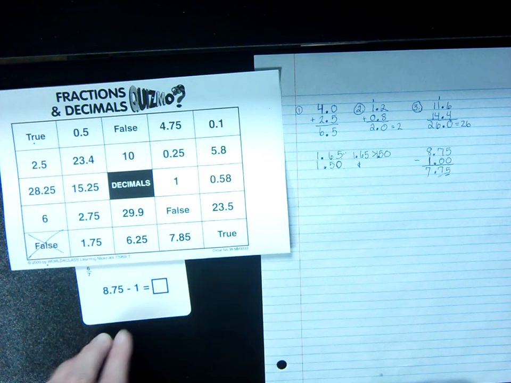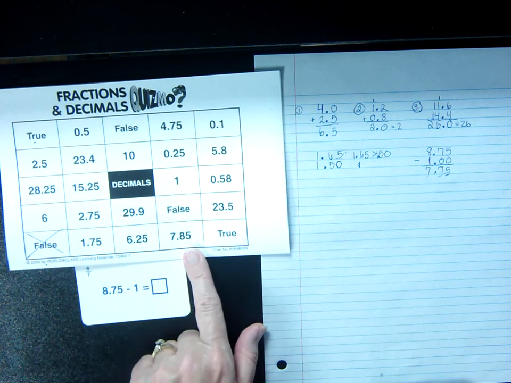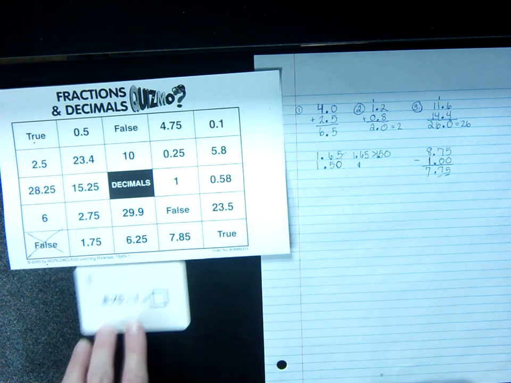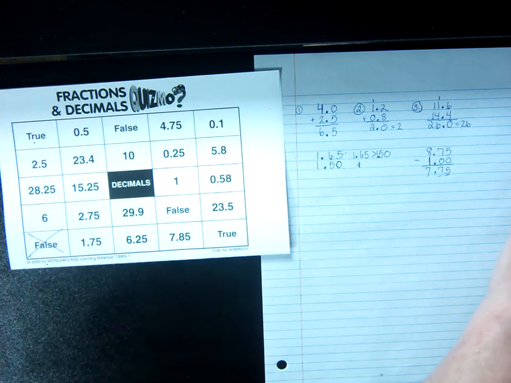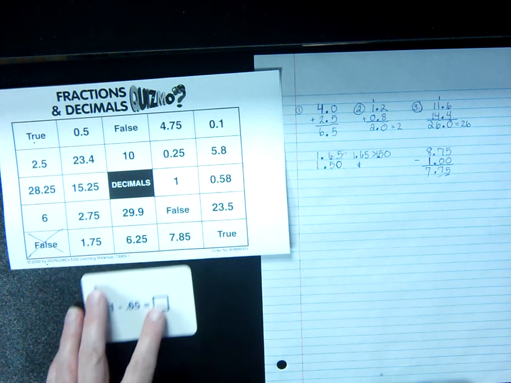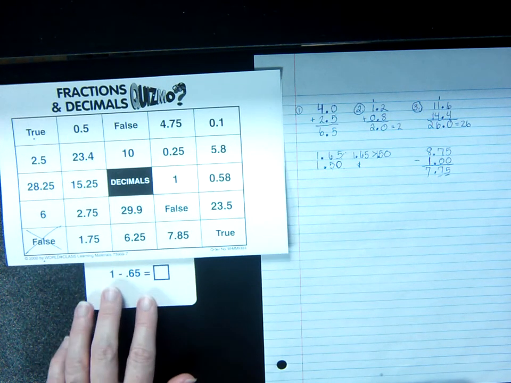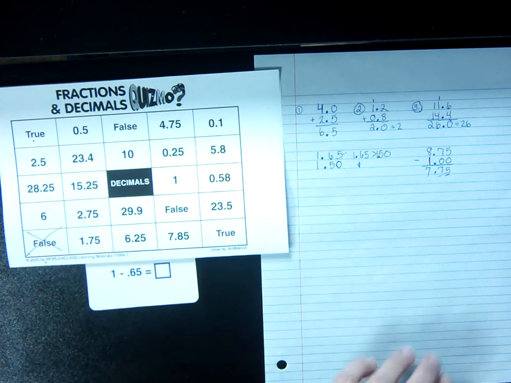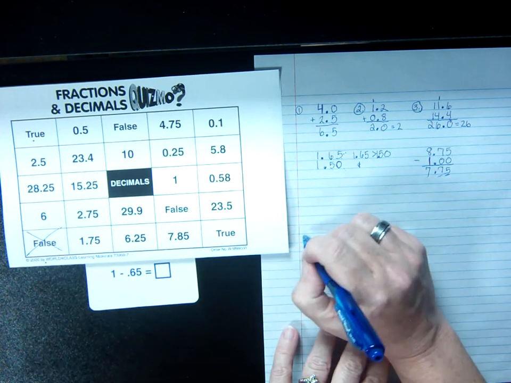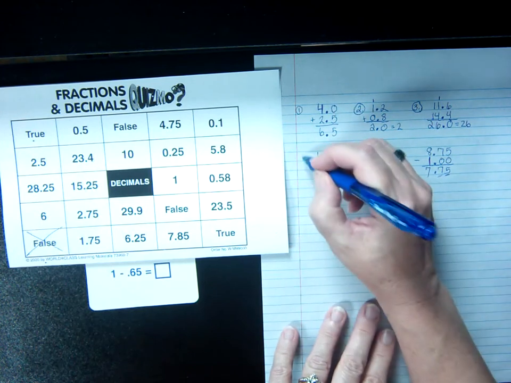All right, I don't have it on there. I have 7 and 85 hundredths. That doesn't help me. Hopefully you have it on there and you're able to cross something out. All right, let's take a look at another. This one's a little bit tricky. Here we have 1 minus 65 hundredths. Okay, 1 minus 65 hundredths.